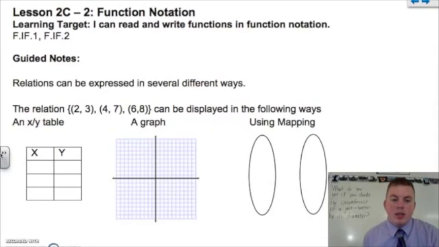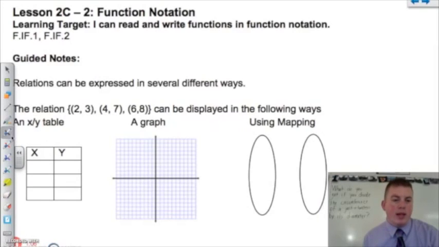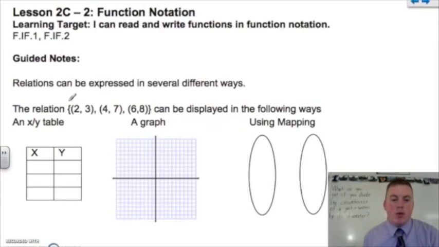So we have a relation that we're given here with ordered pairs. That's the first way that we can write a relation. We can write them in ordered pairs. We have (2, 3), (4, 7), and (6, 8).